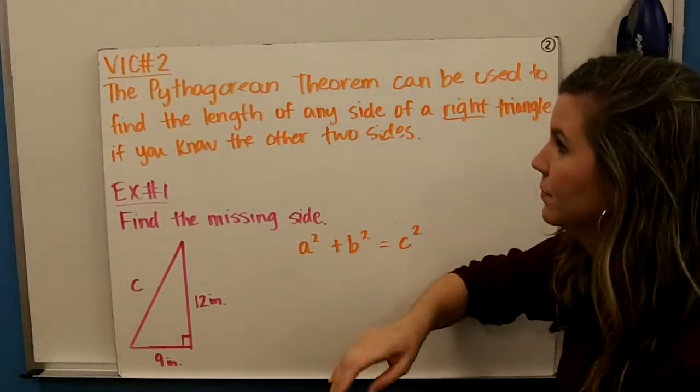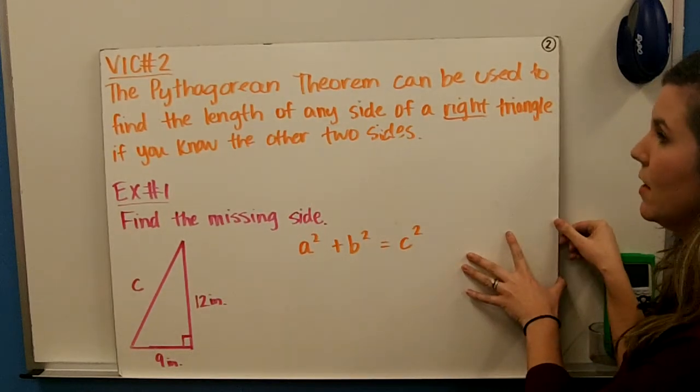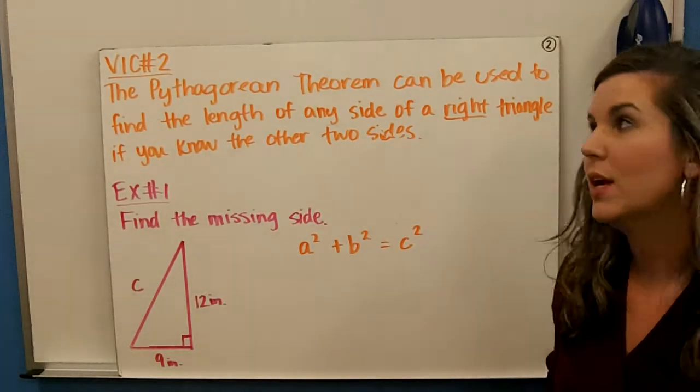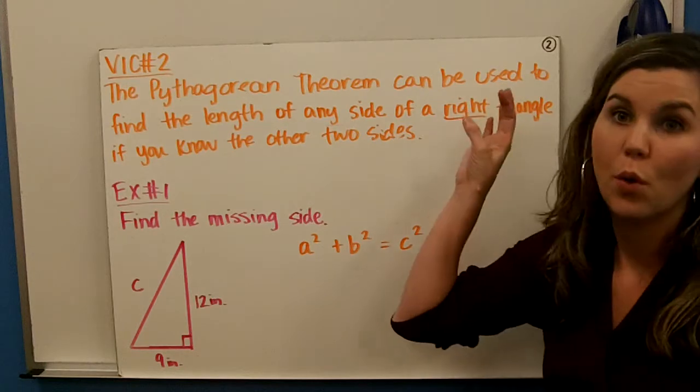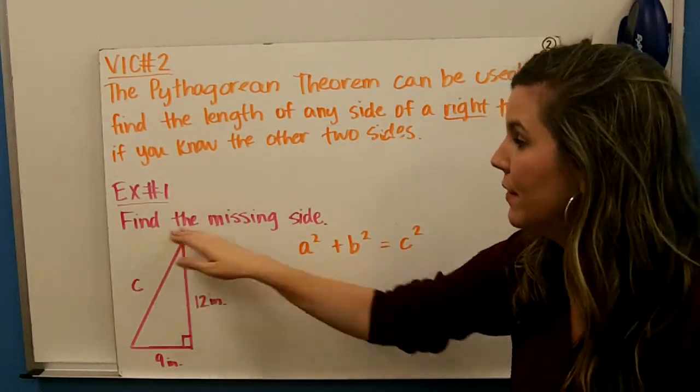Big idea number 2. The Pythagorean theorem can be used to find the length of any side of a right triangle if you know the other two sides. So this is why we have the Pythagorean theorem and when to use it. Example number 1, find the missing side.